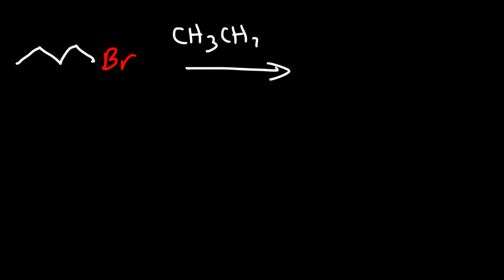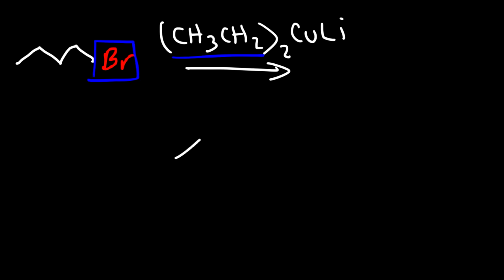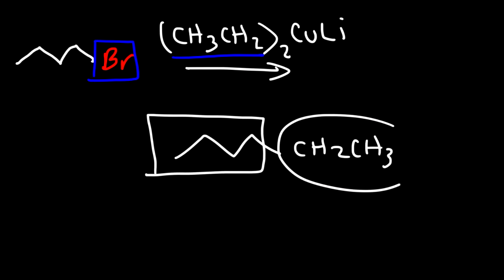Next up, let's start with 1-bromobutane. And this time, we're going to react it with an organocopper lithium reagent that has an ethyl group as an R group. So what do you think the product will be? All we need to do is replace the bromine atom with one of the two R groups. So the end result is that we'll get hexane. And so this reaction can help us to basically take one alkyl group and connect it with another.